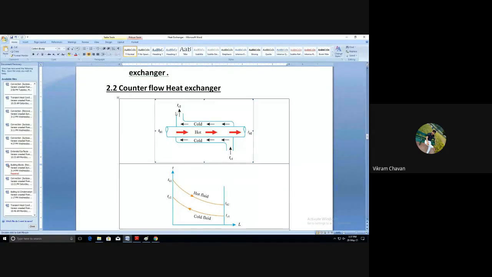Okay, remember this particular quote about the counterflow heat exchanger. The entry of the hot fluid and exit of the cold fluid are on one side, whereas the exit of the hot fluid and entry of the cold fluid are on the other side, and the fluids are flowing opposite to each other.